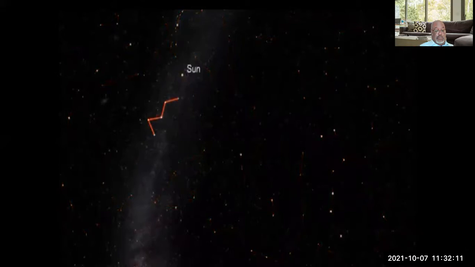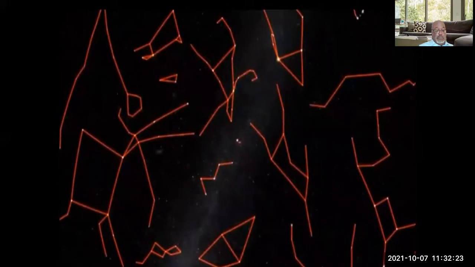As seen from Alpha Centauri, the Sun is just a bright star. The planets cannot be seen at all from this distance. As we journey back to the solar system, the constellations change only slightly.